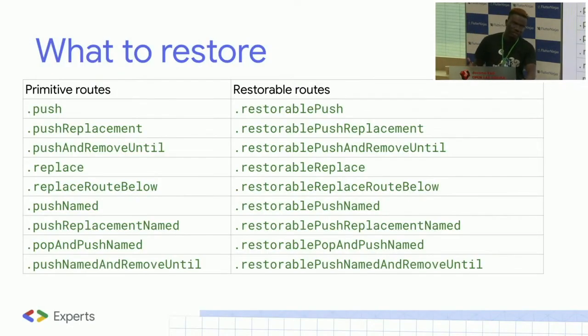So when you're navigating, you tend to do things like Navigator.of(context).push, if you're using Navigation 1.0. Things like Navigator.of(context).pushReplacement, pushAndRemoveUntil. We have the restorable variants for this, right? So instead of doing .push, you have restorablePush, restorablePushReplacement, restorable of any of these navigation APIs.